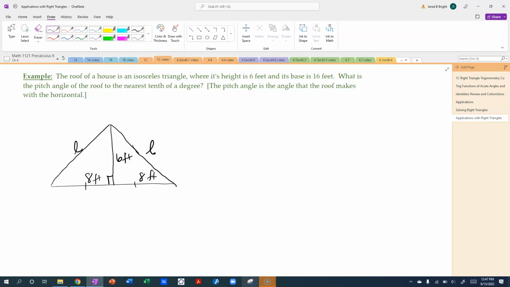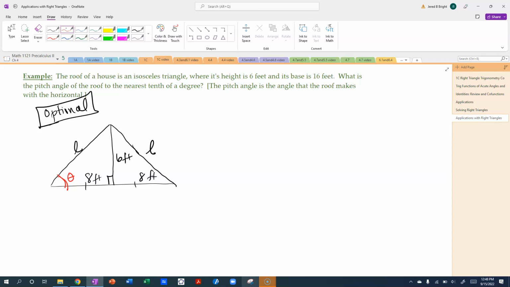It says, what is the pitch angle of the roof? Okay, now this one, I should mention that this example is optional. Okay, it's a fun one. But again, we're going to have to use an inverse function because it's asking for the angle. We'll worry about that when we get there. Okay, this angle here is going to be our pitch angle. In the parentheses there, it says the pitch angle is the angle that the roof makes with the horizontal. So the roof is L, and then the horizontal would be that 8 or that 16 feet across.